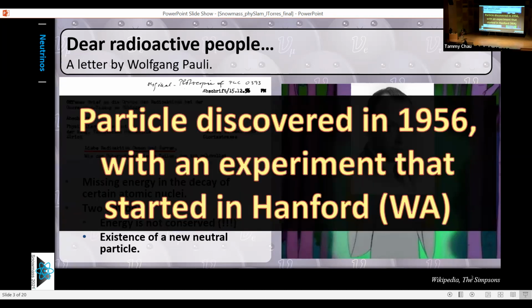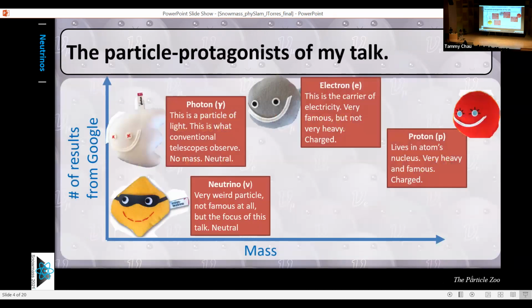And this particle was discovered in 1956 in an experiment that actually started here in Washington State at the Hanford site, but then later moved on to another place. But they found this particle, and this particle is the neutrino. So neutrino is represented by the Greek letter nu. It's a very weird particle. It's not very famous. It will be the focus of my talk here. And it's a neutral particle, meaning that it has no charge. It's going to be represented by this nu icon.